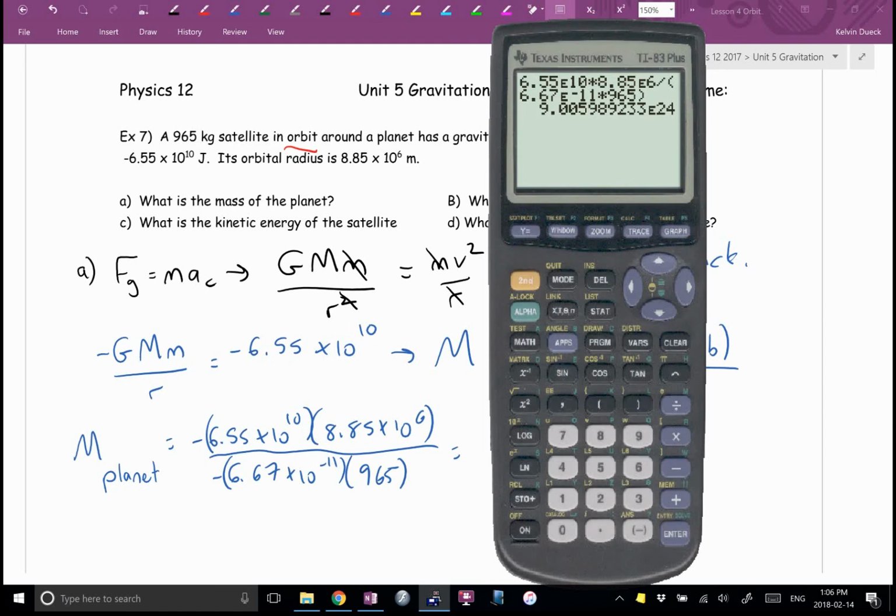When I reverse engineered this question, I started with 9 times 10 to the 24th and then tried to come up with numbers that would give me that. Does 10 to the 24th seem right for the mass of a planet-ish? Yes. They'll be in the 10 to the 23rd, 24th, 25th. A black hole might be in the 10 to the 30, 10 to the 31. I'd be much more worried if I got something in the thousands or 10,000s, because planets weigh a lot. Planets have a big mass.